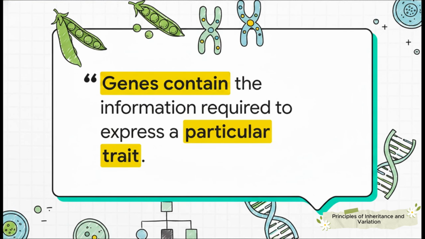Genes contain the information that is required to express a particular trait. This simple, elegant sentence right from your source material is the absolute ultimate summary of everything we've crammed today. From Mendel's humble garden peas all the way up to complex human chromosomal disorders, it literally all comes down to the information carried as alleles on our chromosomes.